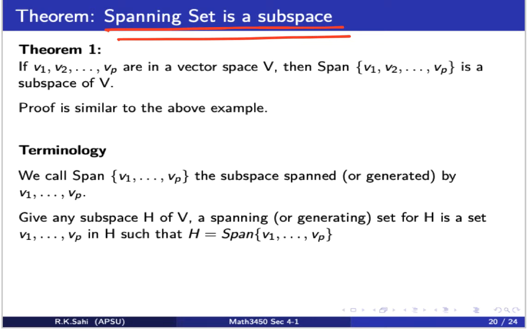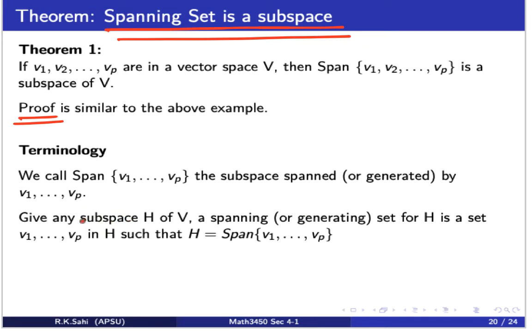Okay, now let's look at, so the proof is very similar to the above example. That is not the one I'm very focusing on. My focus is to apply this theorem that a spanning set is a subspace. Now there is certain terminology: the spanning set is also called the subspace spanned by the vectors v1 to vp, or we can say the subspace generated by v1 to vp.